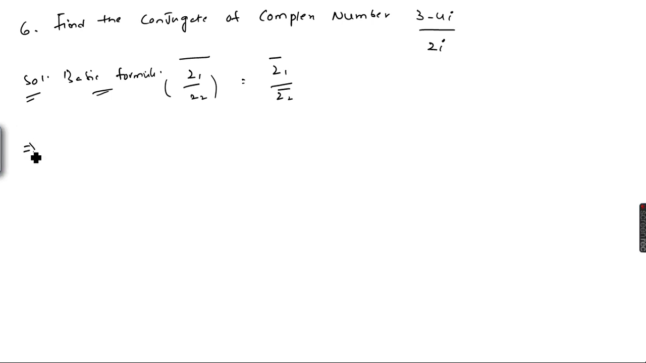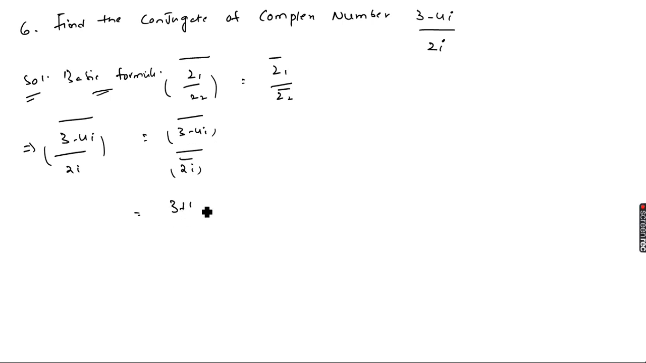Therefore, (3 minus 4i) by 2i whole conjugate is nothing but the conjugate of (3 minus 4i) by the conjugate of 2i. The conjugate of 3 minus 4i is 3 plus 4i, and the conjugate of 2i is 2 into i bar, which is 2 into minus i.